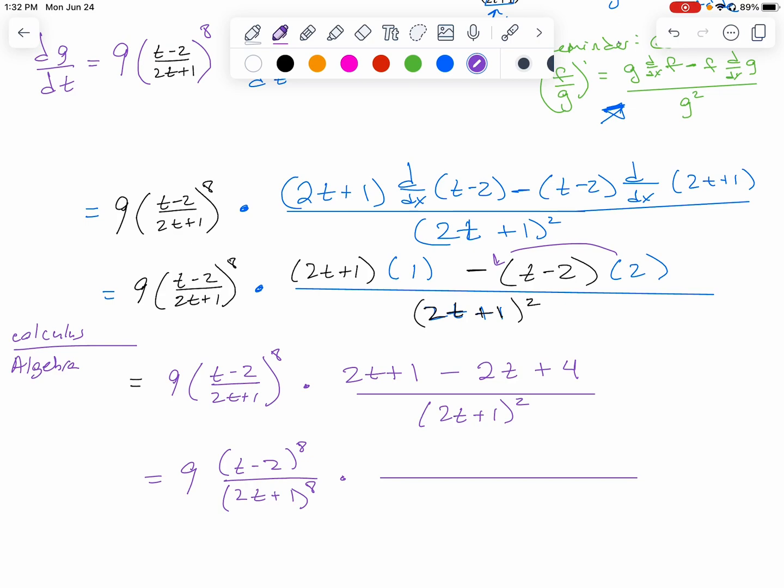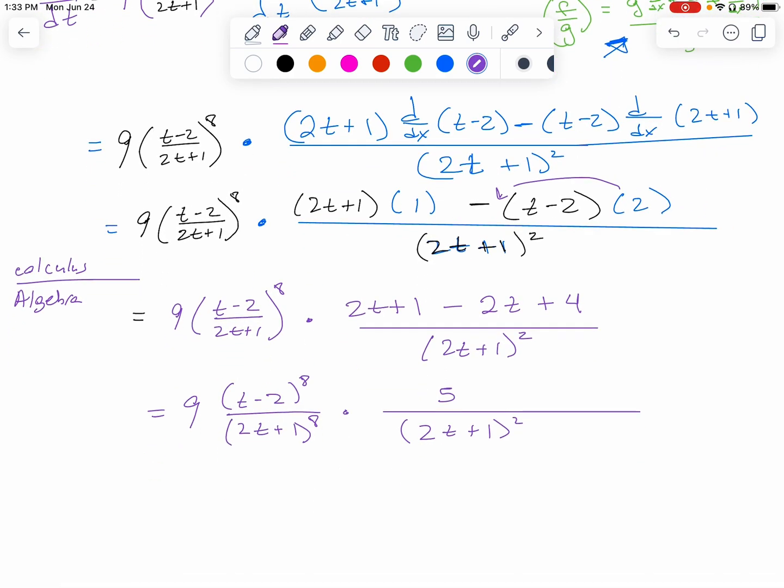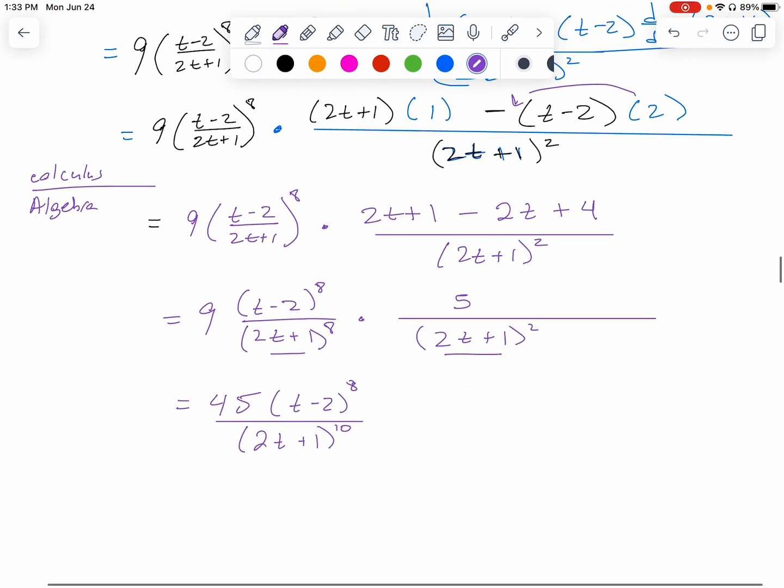So just simplifying this numerator, 2t minus 2t, those t's go away. 1 plus 4 gives me a 5. And then I still have the 2t plus 1 squared in the denominator. But now just multiplying straight across, I multiply my 9 and my 5, and I get 45, and t minus 2 to the 8th. And in the denominator, I have the same binomial here 8 times, 2 times there, so that's a total of 10 times. And there's my final answer.